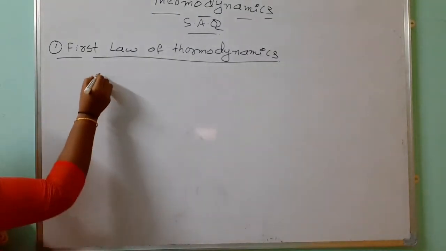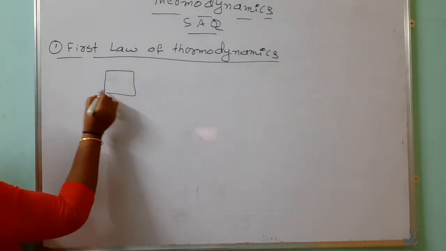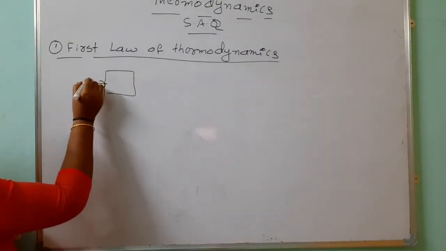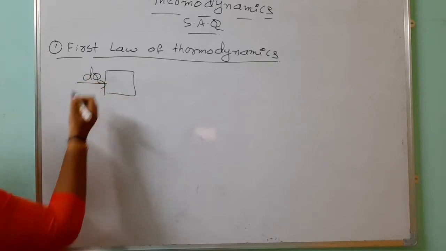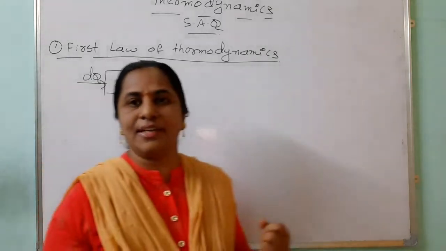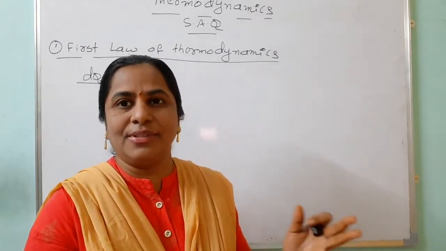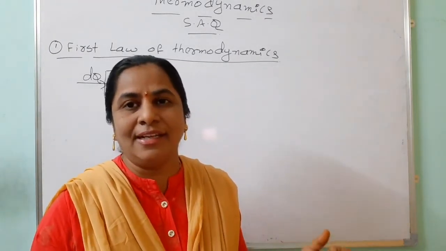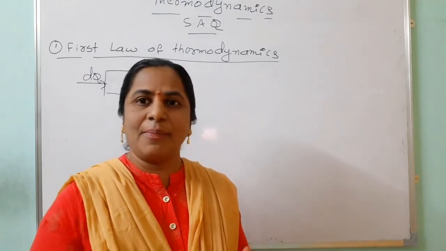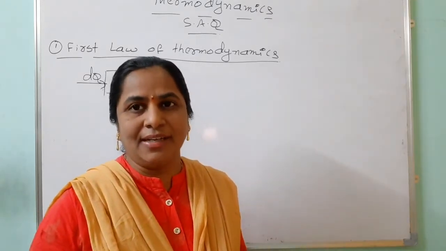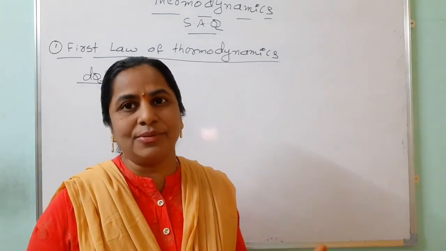Look here, we are taking one system and we are providing heat energy to the system. Heat energy is represented by dq. dq means we are changing the heat energy. You can take the example of our stove, and we are providing the heat energy to the system, one bowl. Then what happens? It is utilized in two ways. One part is utilized to increase the internal energy and the remaining part is to do some work.